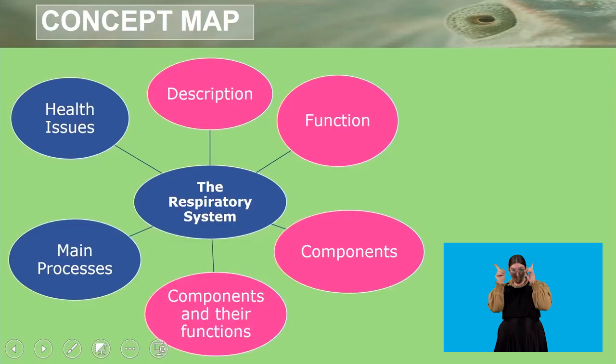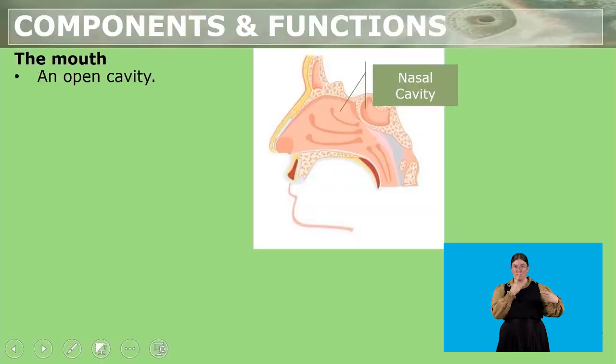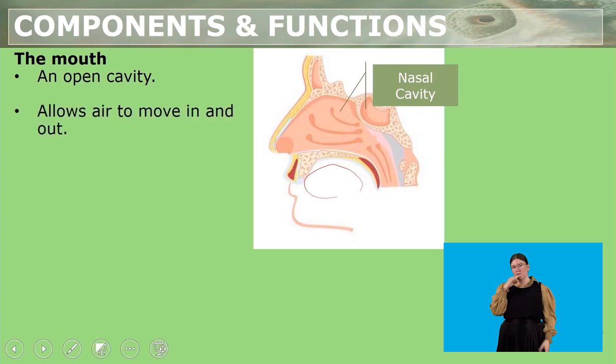In this lesson, as you can see on the concept map, we will be looking at the components of the respiratory system and the function of these components. So firstly, we are looking at the mouth. The mouth is an open cavity that is found there. A cavity refers to an opening. It allows air to move in and also out.